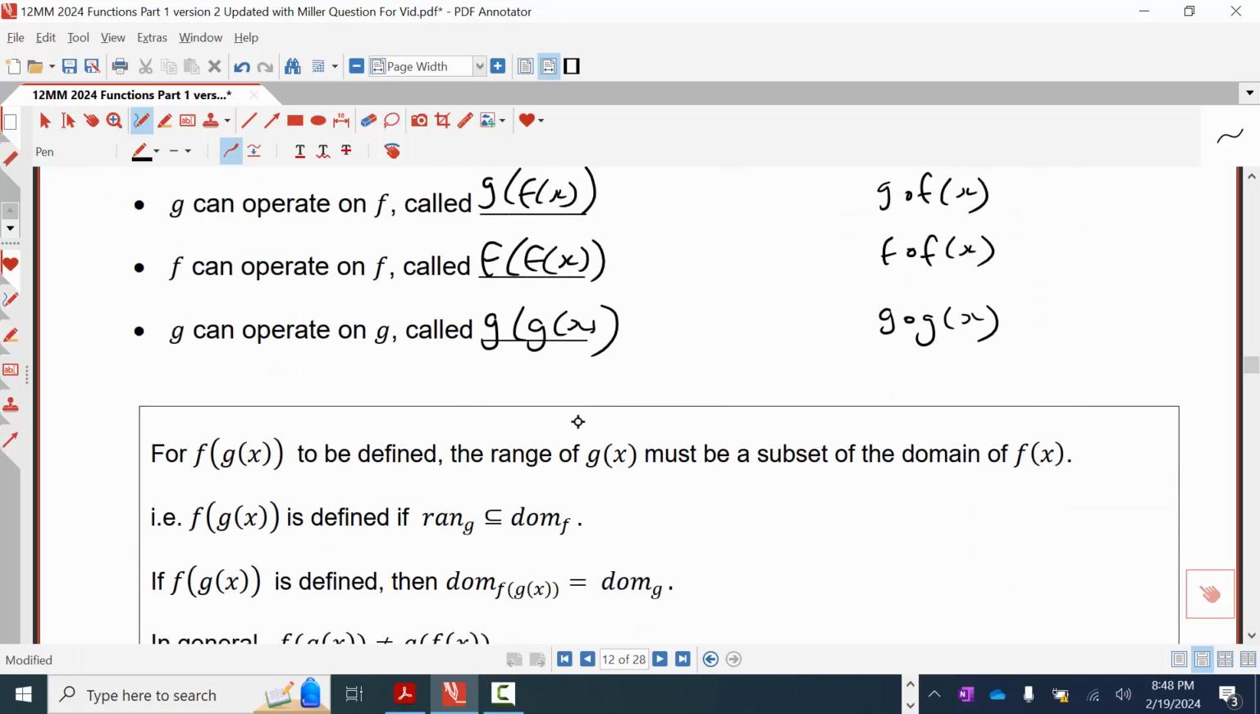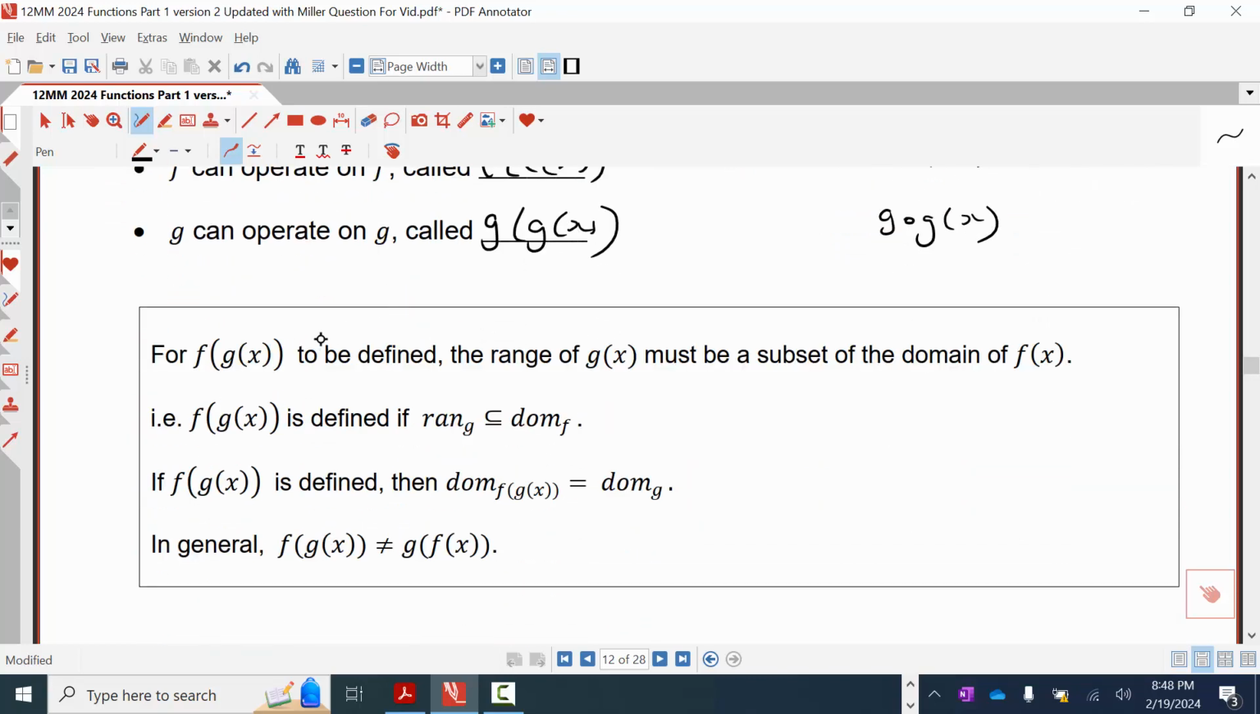All right. So there are some rules that we use to form compositions. For f of g of x to be defined, the range of g of x must be a subset of the domain of f of x. What that basically is saying is when you give x values to g of x, what we'll call the inside function, it will convert them into y values. Just say I did g of 2, it might say the answer is, I don't know, -6, for example. Now for this composition to work, -6 needs to be accepted by the domain of f of x.